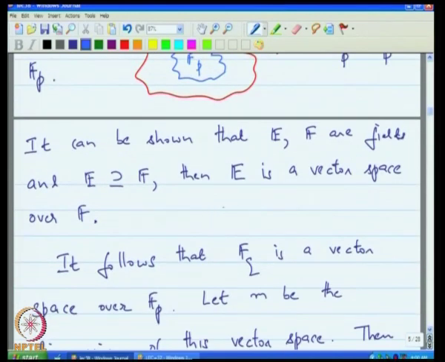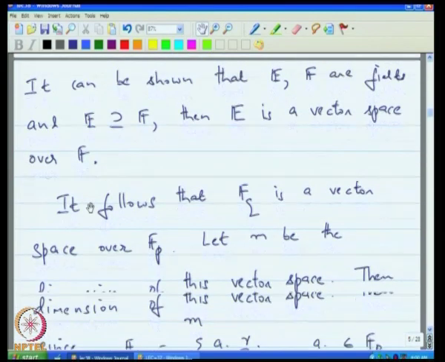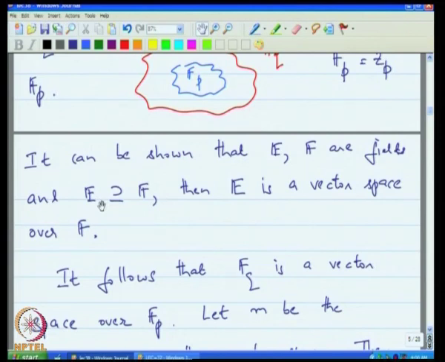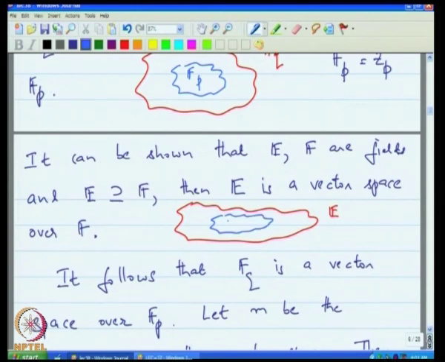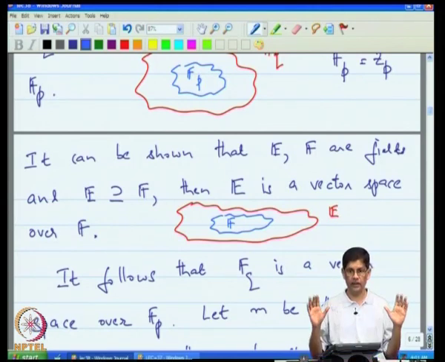Now, in general, it can be shown that whenever you have a situation in which you have two fields E and F with E containing F, then this E is a vector space over F. So, this is true in general. It is not just for this particular situation. So, whenever you have a finite field E containing a second finite field F, it can be shown, and it is not difficult to show, you just have to go through the axioms that go into defining a vector space.